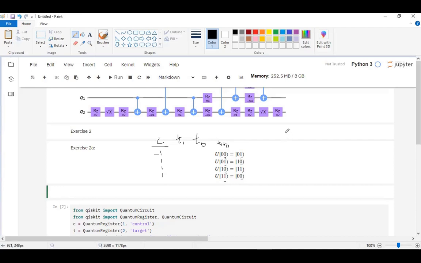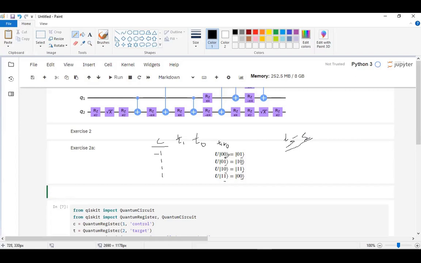All these transformations are happening when the control qubit is equal to 1. So essentially we can say that T0 is controlled from the C qubit. That means there is a CNOT gate acting between both of them, which means that whenever my control qubit is 1, there is a state change for the T0 qubit.